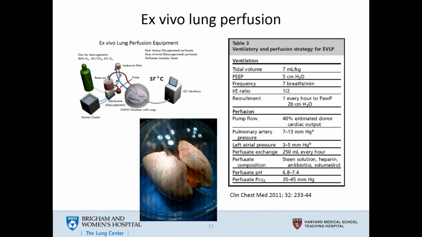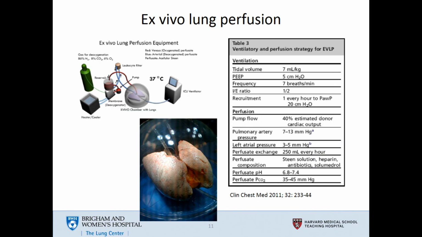Ex vivo lung perfusion is again one example of technological advancement that allows for consideration of extended criteria donor lungs. Here at the top left you can see the ex vivo lung perfusion circuit, and in the picture you can see lungs on pump. In the table is one example of a ventilatory and perfusion strategy for organs that are placed on ex vivo perfusion systems.